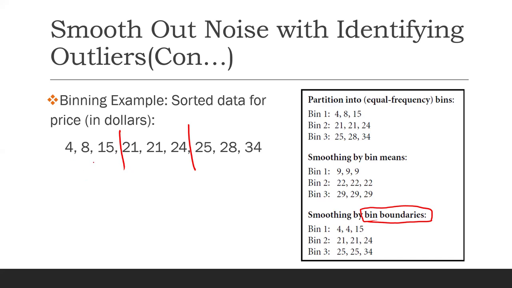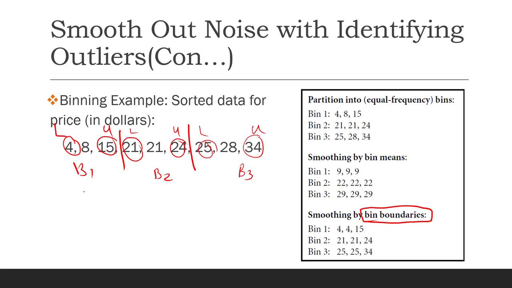The second scenario is bin boundary. So for this bin 1, this is what we call the lower boundary, and this is the upper boundary. For bin 2, this is the lower boundary and this is the upper boundary. Similarly for bin 3, this is called the lower boundary, and this is called the upper boundary, right?